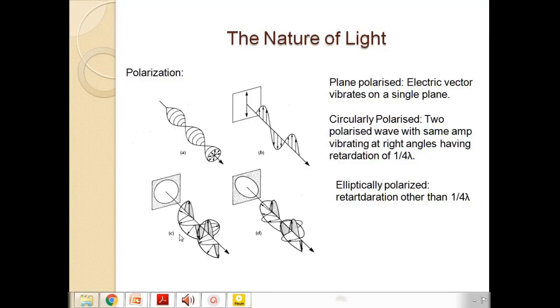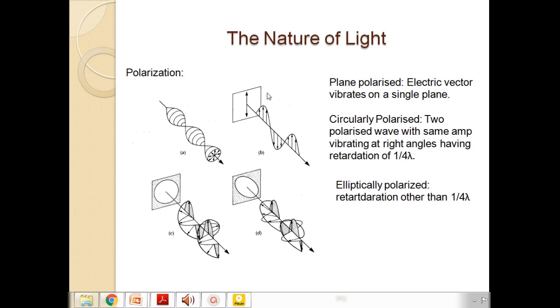So here comes polarization, which is the single most important property of light in optical mineralogy. The light that comes from the sun or from an incandescent bulb is not polarized. By that I mean the electric vector of these lights is not confined to a single plane. They vibrate in all directions.